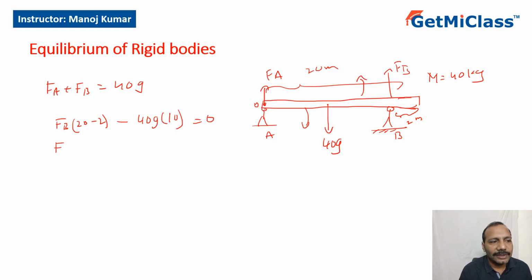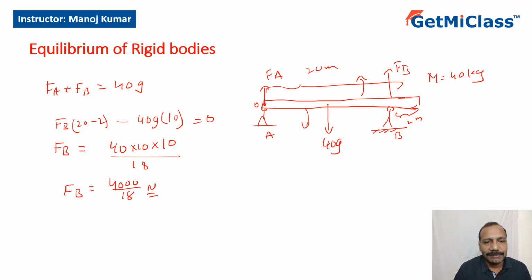So from this, what do I get? Force applied by B will be equal to 40G into 10 by 20 minus 2. I'll take G as 10 meter per second square, and 20 minus 2 is 18. So force applied by B is how much? We have 4,000 by 18 Newton. So this is the force applied by B.